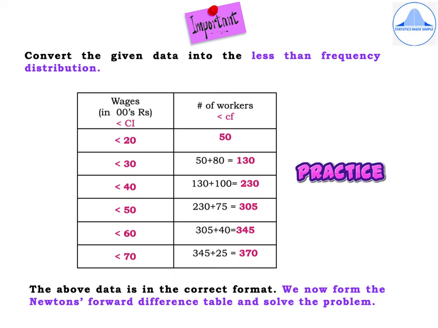So the values will be 50. Then 50 plus 80 is 130. 130 plus 100 equal to 230. 230 plus 75 is equal to 305. 305 plus 40 equal to 345. And 345 plus 25 equal to 370. So please practice this. And now the above data is in the correct format. We will now form the Newton's forward difference table and solve the problem.